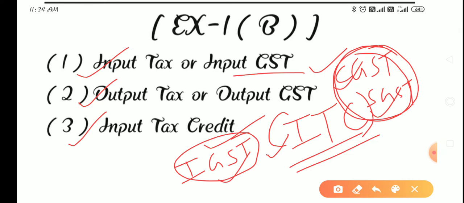In the same way, suppose you are selling the goods in the same state in which you have your business. So you will charge CGST and SGST. So the sum of CGST and SGST will be output tax. And suppose you are selling the goods in another state, so output tax will be IGST.